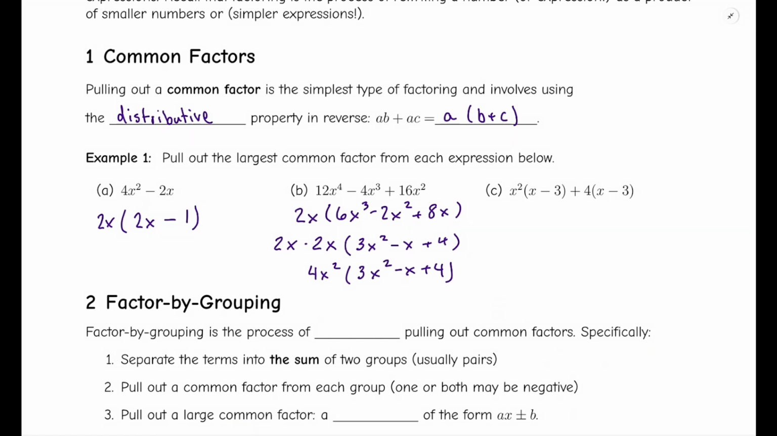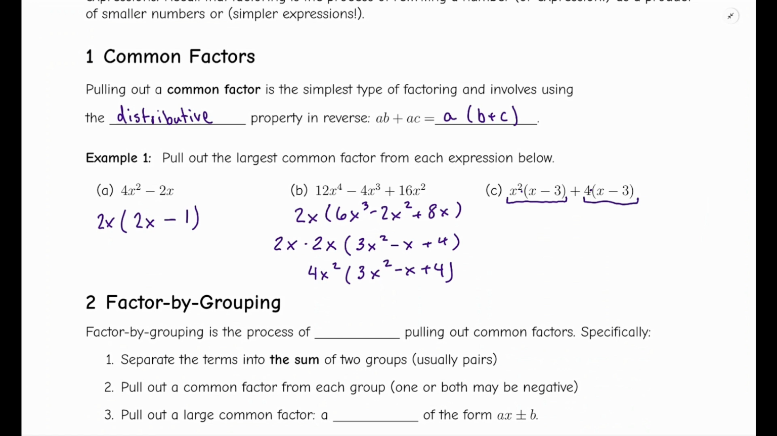Now, part C, we have x squared times x minus 3 plus 4 times x minus 3. So because this is multiplication here, this is a single term. Even though it looks like 3 terms, because of the parentheses and multiplication, it is 1 term. Similarly, over here, because of the multiplication, this is 1 term. So we're only dealing with 2 terms here.